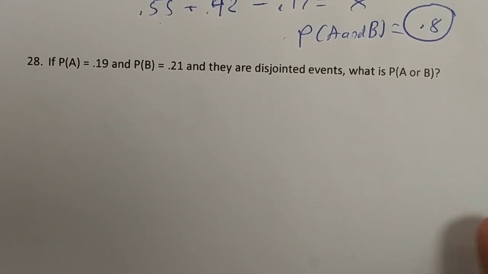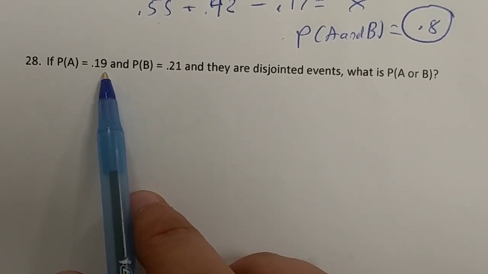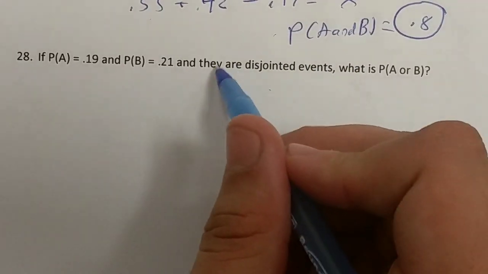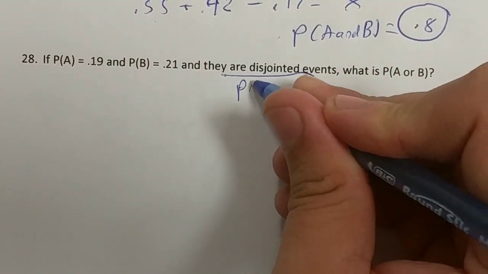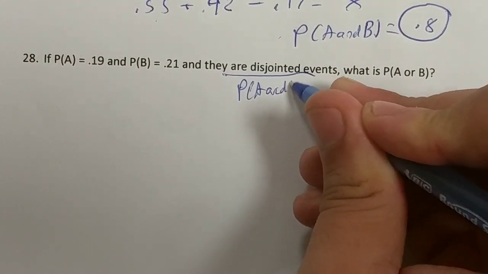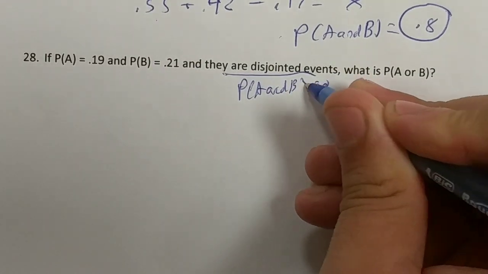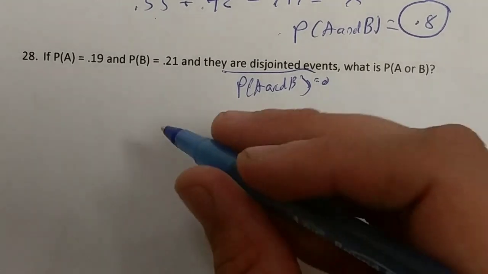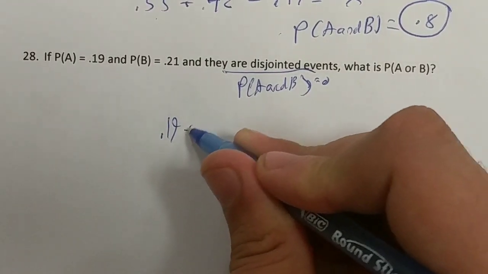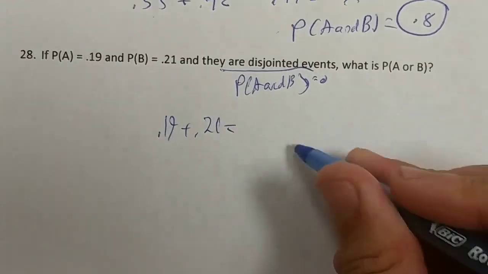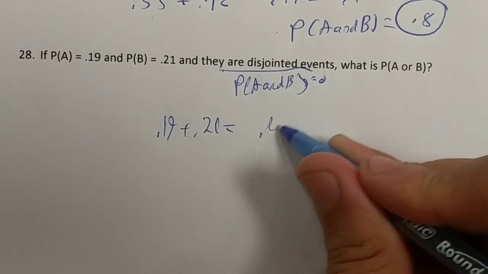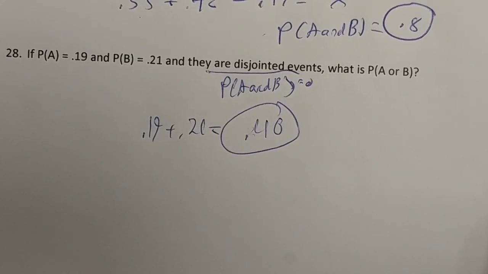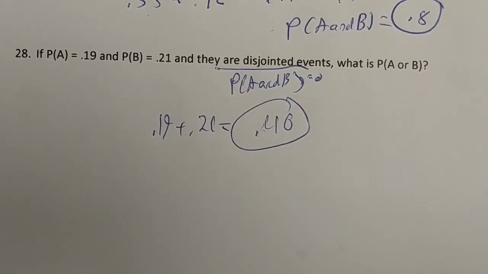Okay, we're almost done. If P(A) is 0.19 and P(B) is 0.21 and they're disjoint. So what that means is disjoint is that P(A and B) just equals 0. So they can never happen at the same time. What is P(A or B)? So that's 0.19 plus 0.21. Hey, that's really easy, 0.40. Your answer is 0.40. All right, that's the YouTube live stream.